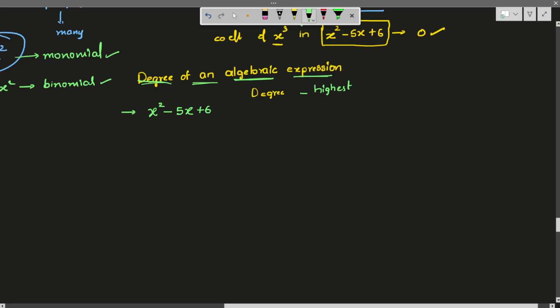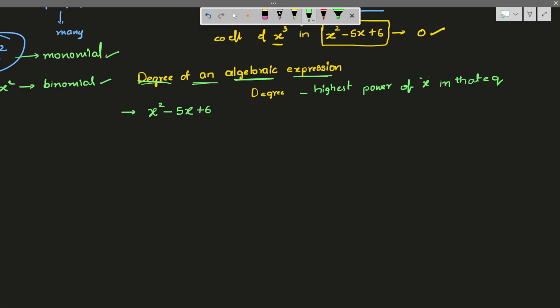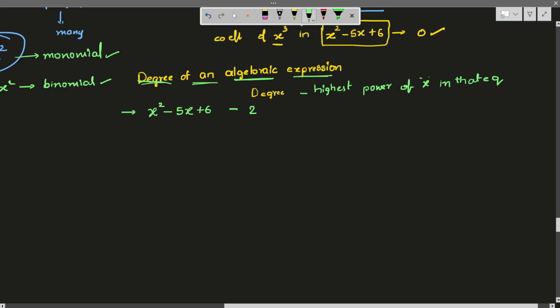A degree is nothing but the highest power of x in that equation, if the equation is in variable x. If the equation is in y, then we have to check the highest power of y. If the equation includes both x and y, we should calculate for both and put the highest number. Now here the degree is 2, because here the power is 2 and here the power is 1, and the highest of 2 and 1 is 2.